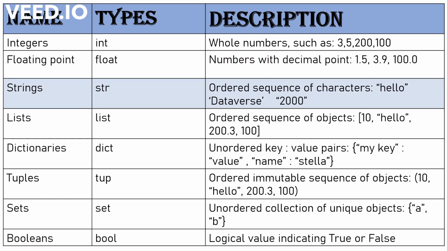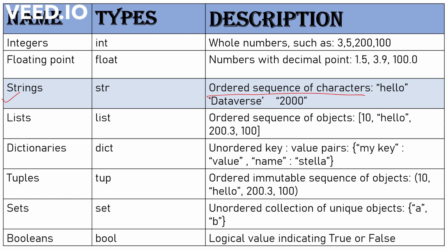Then we have strings. Strings are an ordered sequence of characters. You can think of these as just kind of words. But you should also note that there can be numbers as well as characters inside strings.